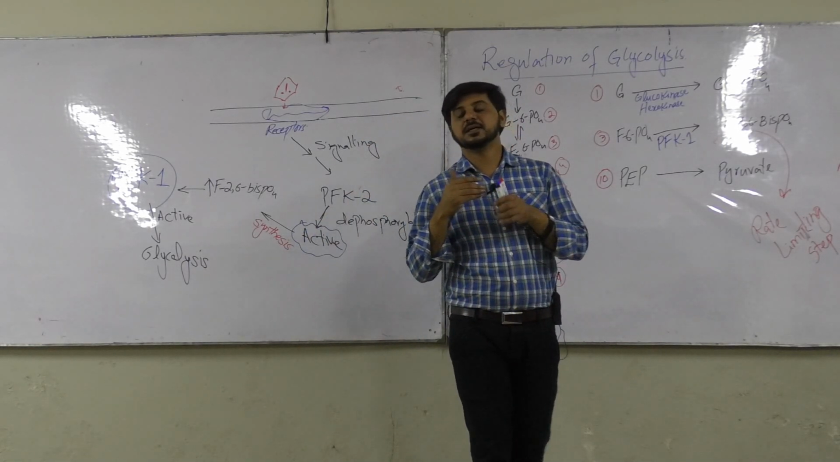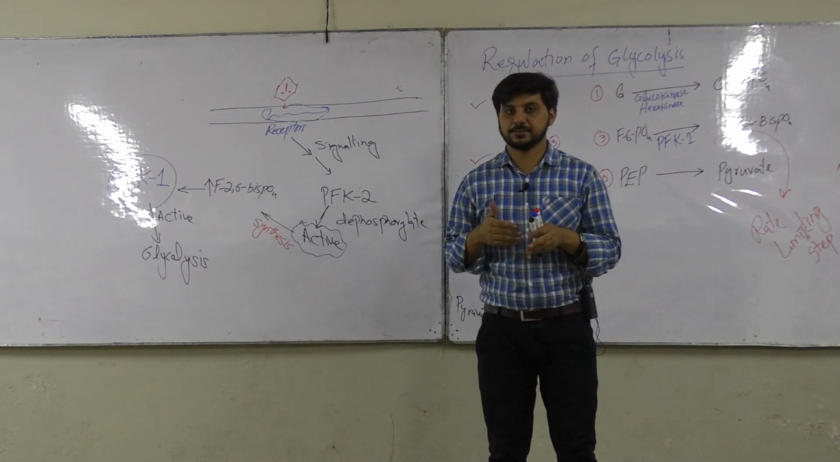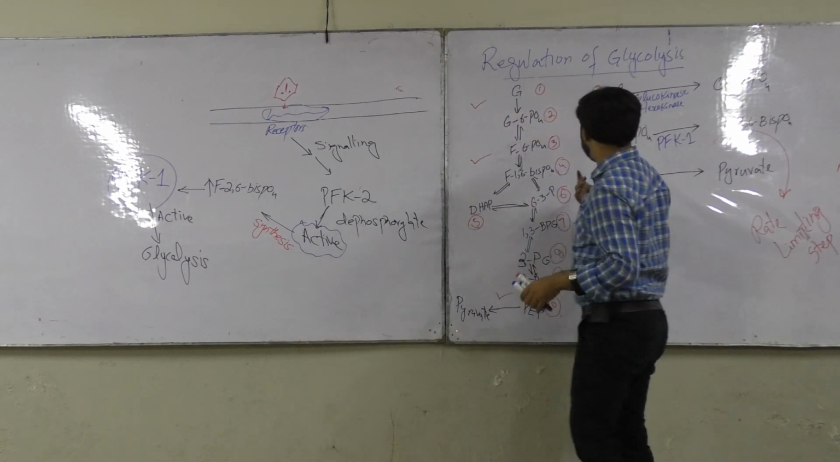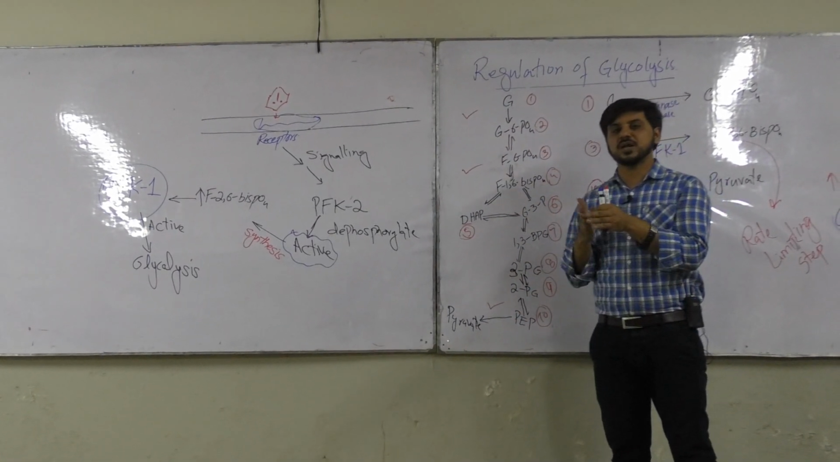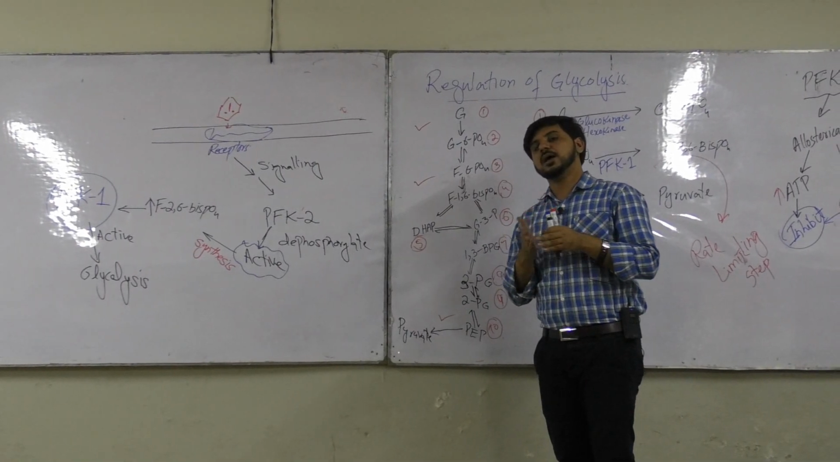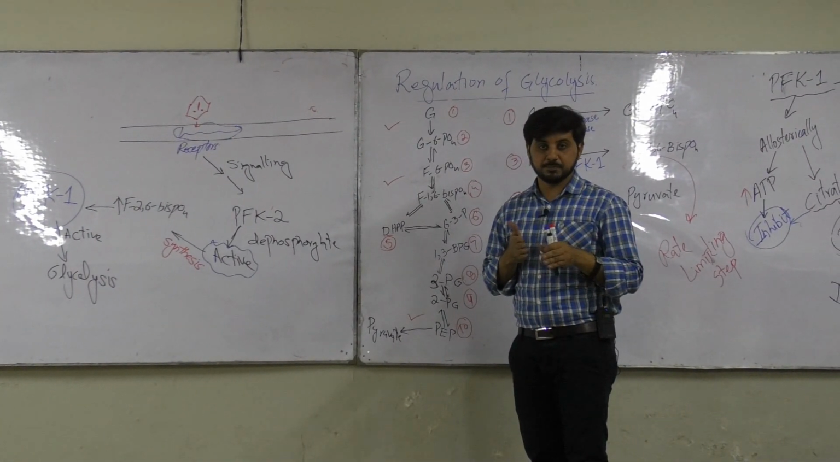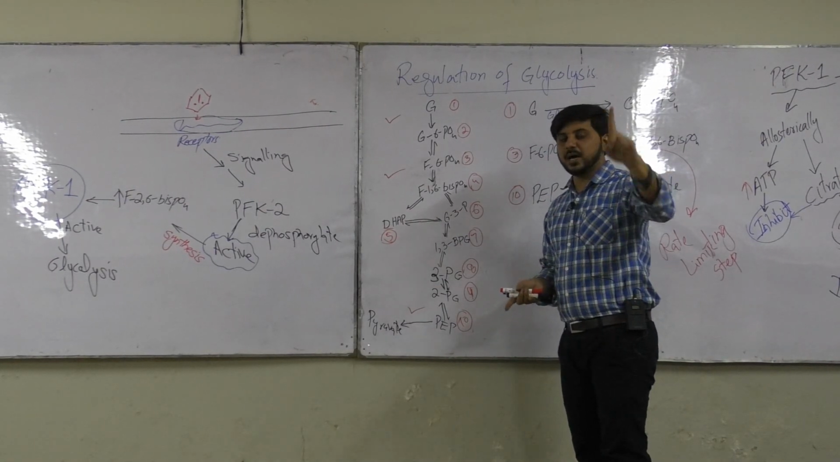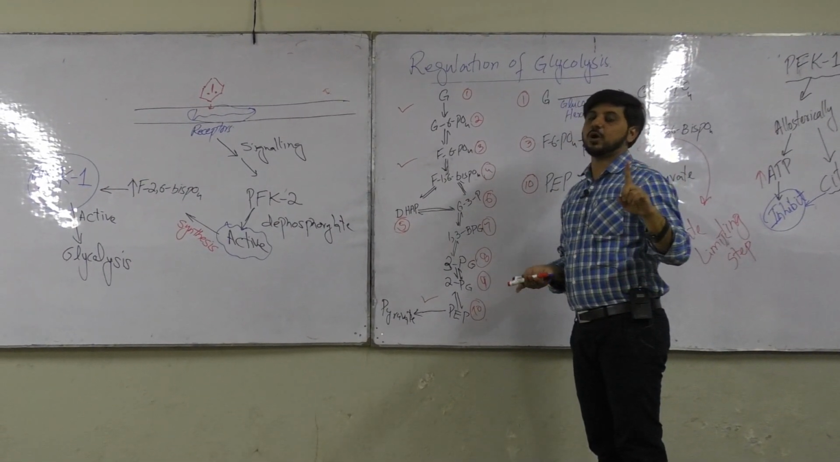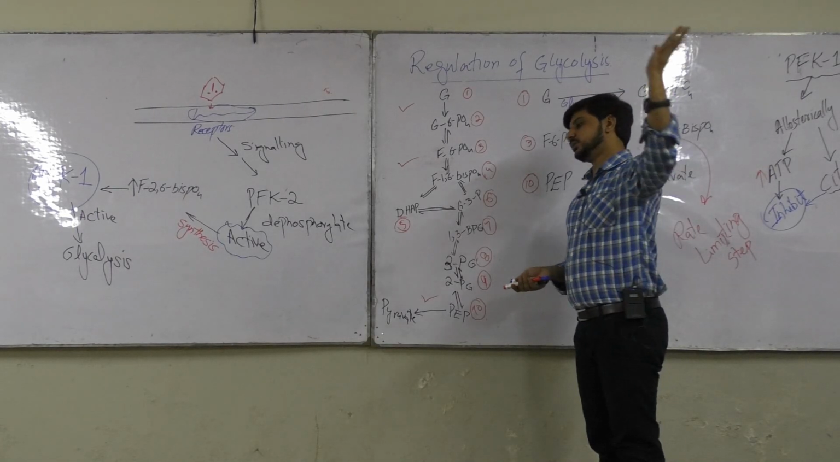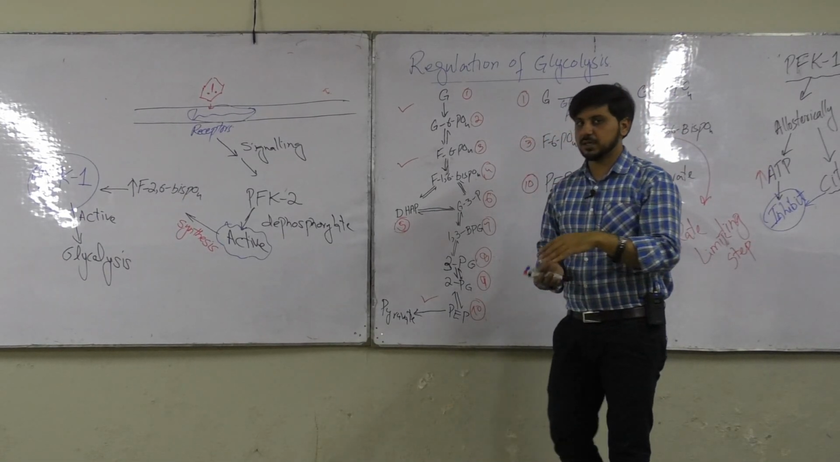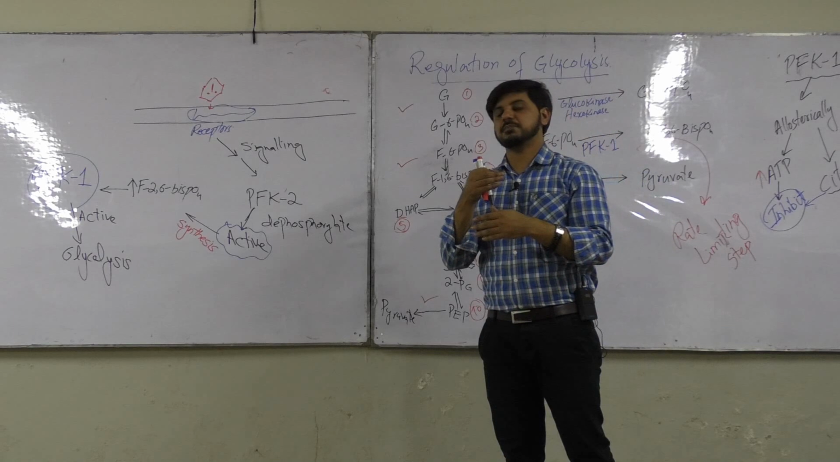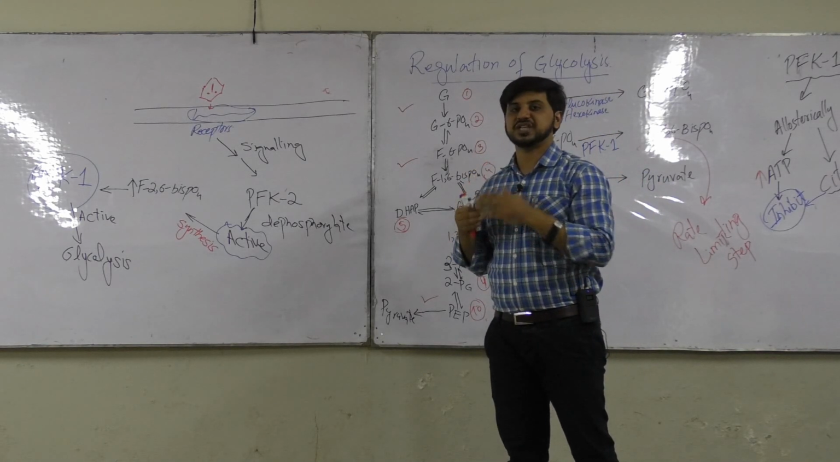There will only be gluconeogenesis. So that's why we say that gluconeogenesis and glycolysis are reciprocal pathways, because at the same time only one pathway will operate. Either that pathway can be glycolysis or it can be gluconeogenesis.